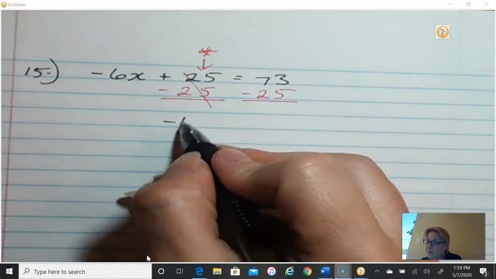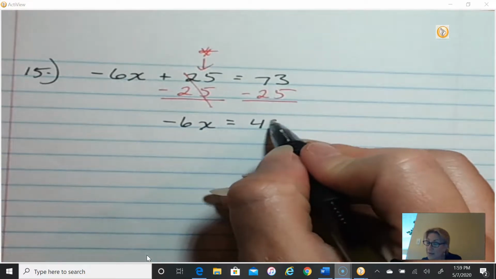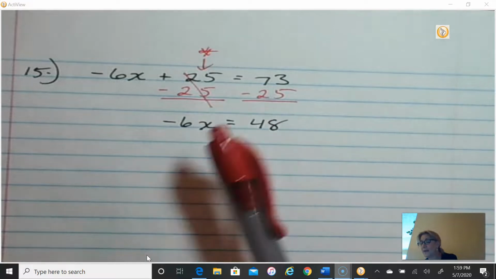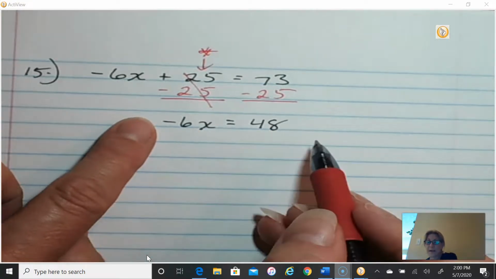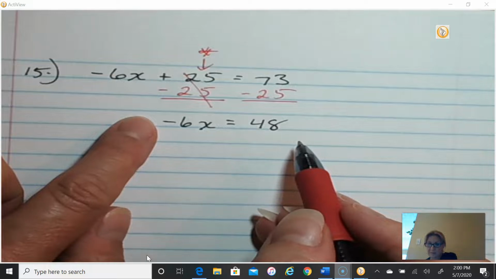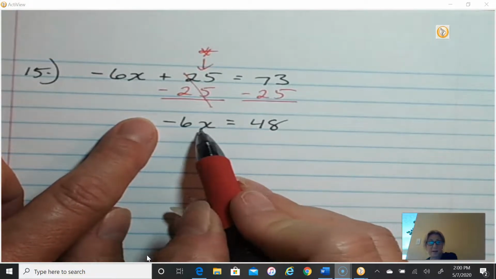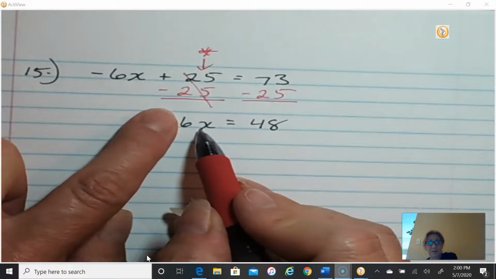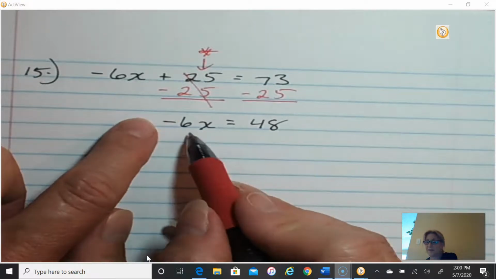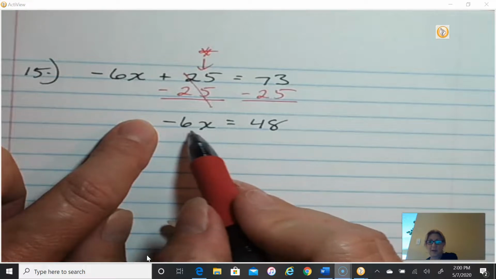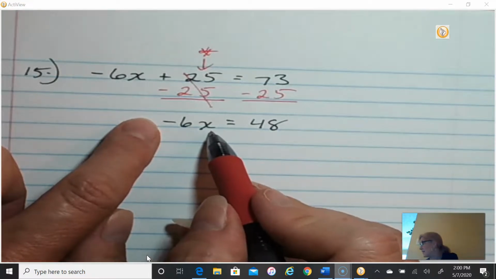All right, so I have negative 6x equals 73 minus 25 is 48. Okay, now I'm going to move that negative 6. We don't add 6 to both sides. That negative 6 is being multiplied with that x. See how they're right next to each other? You're not going to add 6 to both sides because it's not being subtracted from x. It's being multiplied. It's a negative 6 times x.